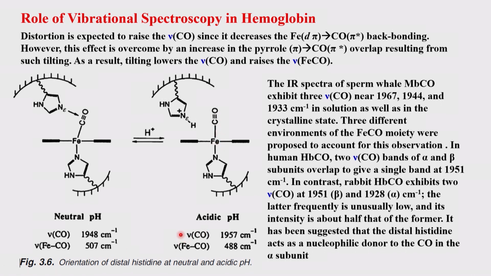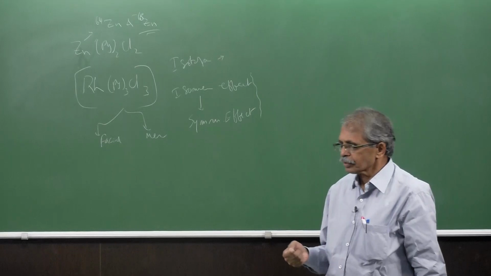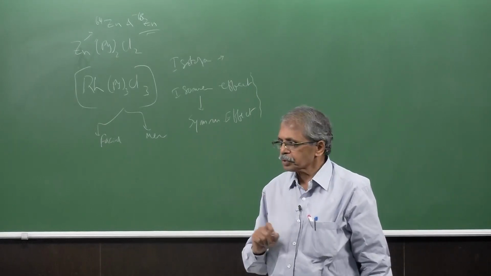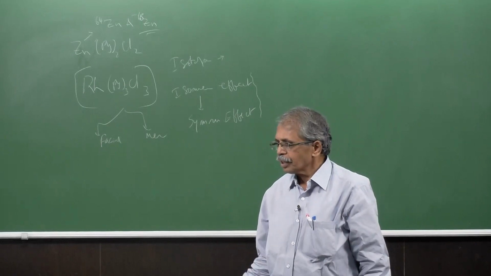Now, if you look at the data that you have already measured, in the acidic condition it is 1957, and in the neutral condition 1948, almost 10 wave numbers difference, and lower. So, why is it lower? That means your C triple bond O is getting affected by the pi electrons of the imidazole moiety, and thereby the bond order or force constant is reduced.